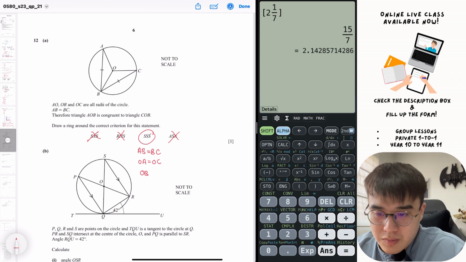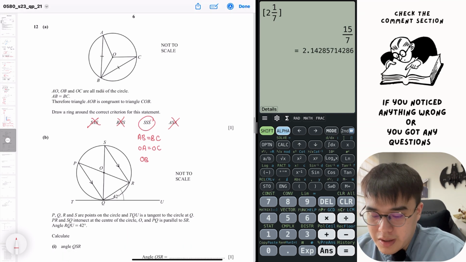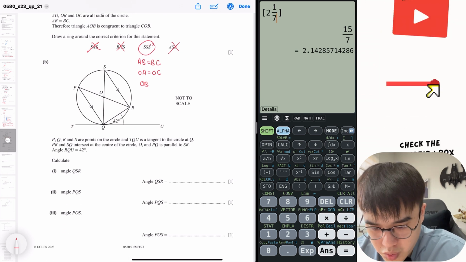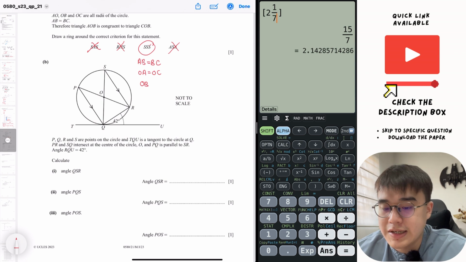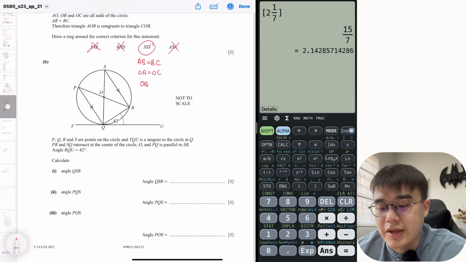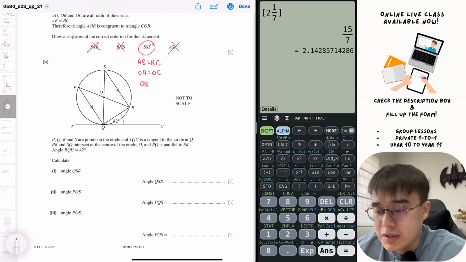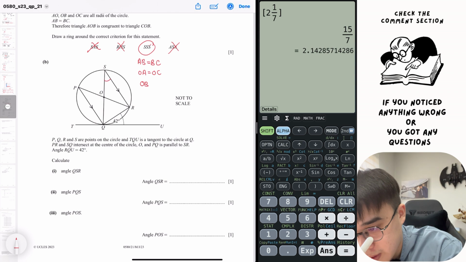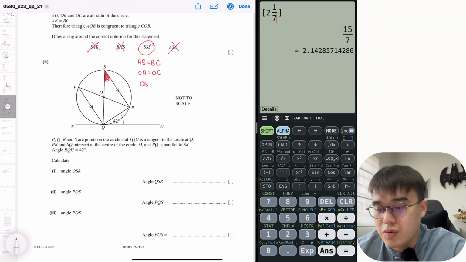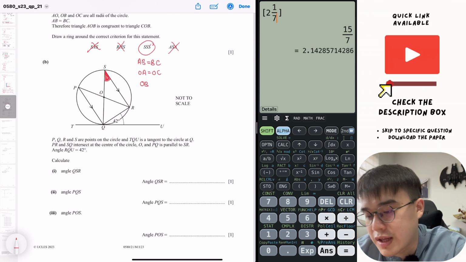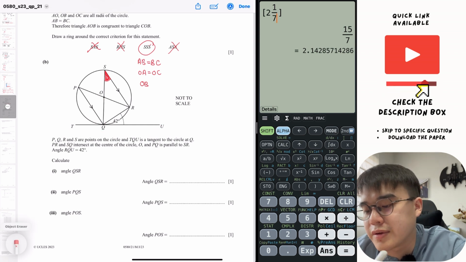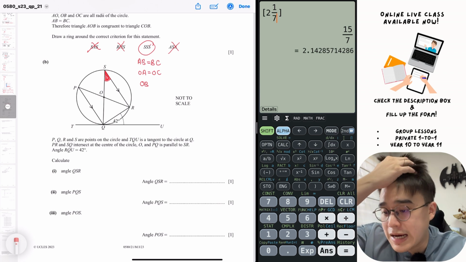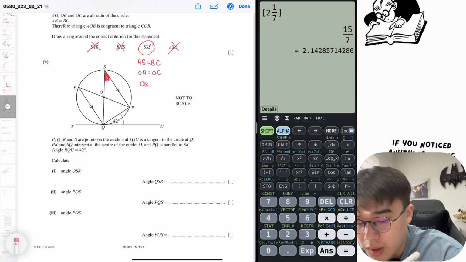Okay, moving on to part B. So circle theorem time. Okay, so there's 3 things that they are asking here. Let's have a look at the first one first. They wanted QSR. QSR is this part. Okay, so we have a radius, we have a tangent, and we have a triangle here.